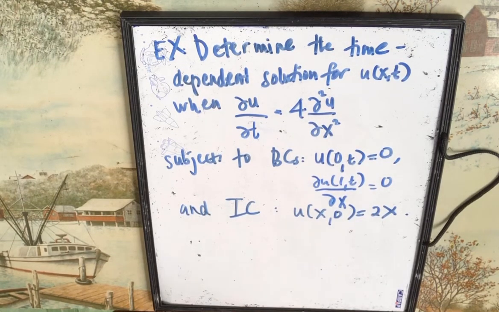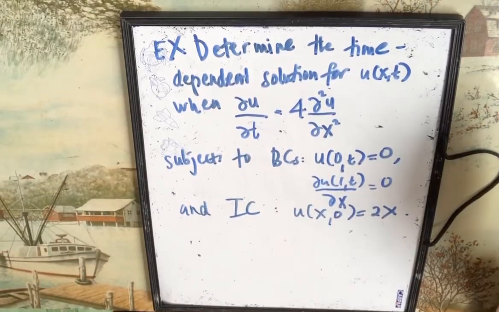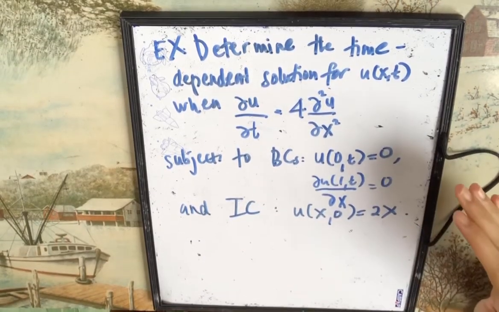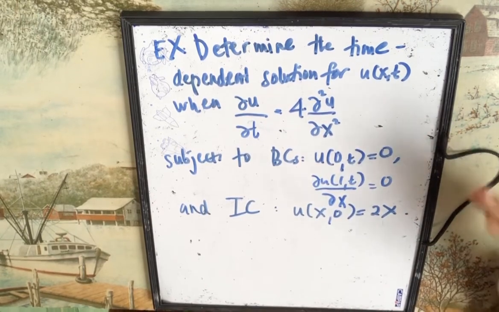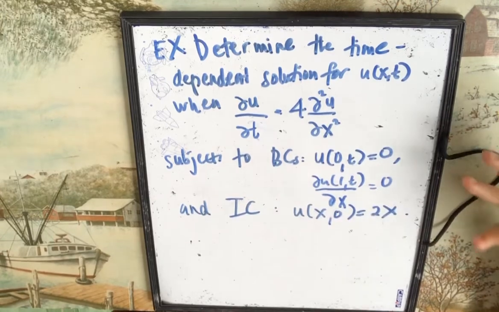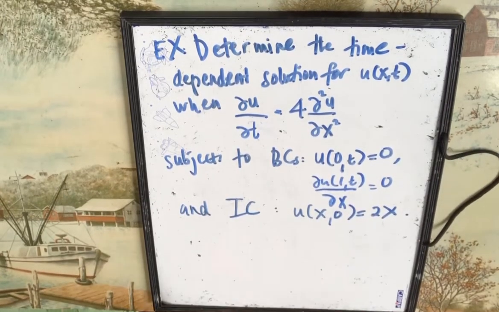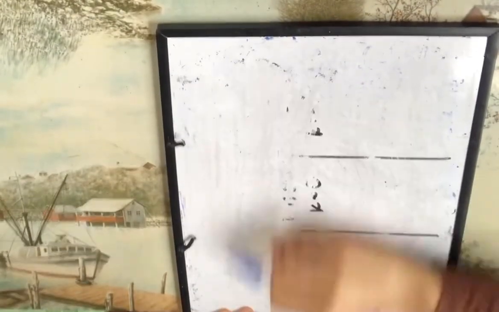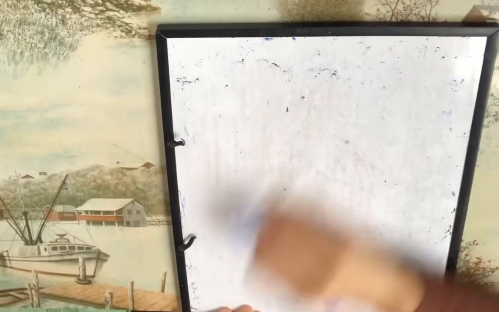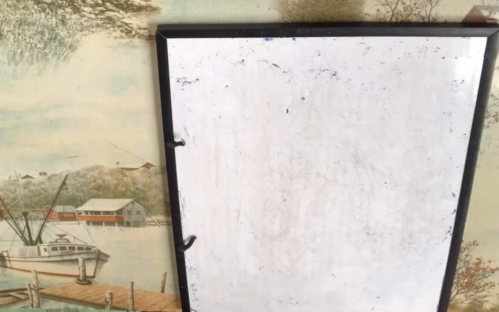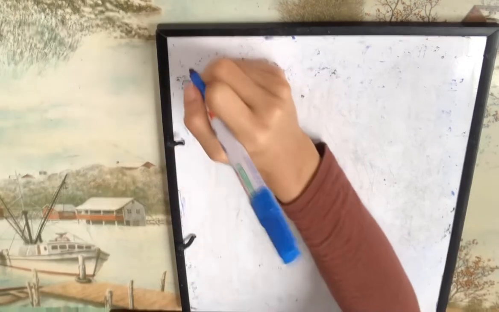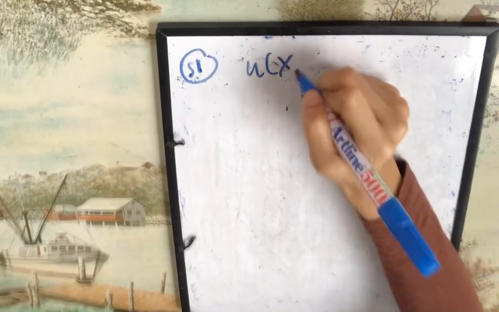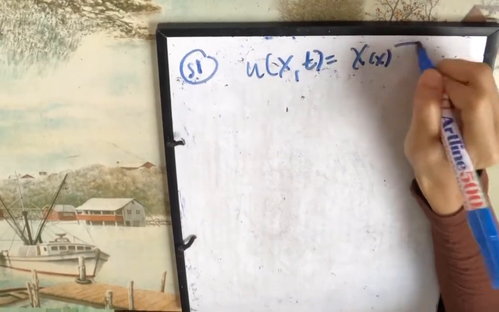First thing first, this question just asks you to determine the solution. It didn't ask you to find which type of PDE this is, so you don't need to do the classification, B square minus 4AC, you don't need to do that. What you need to do is start with step number 1, separating the variable. So u(x,t) equals X(x)T(t).